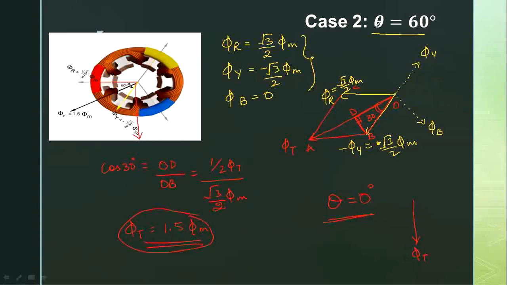Now, when I considered theta equals 60 degrees, this resultant flux has also rotated by 60 degrees in the clockwise direction, right? Without changing its magnitude. So the value of phi t has not changed, but its position has changed. Now let's see one more case where theta equals 90 degrees.